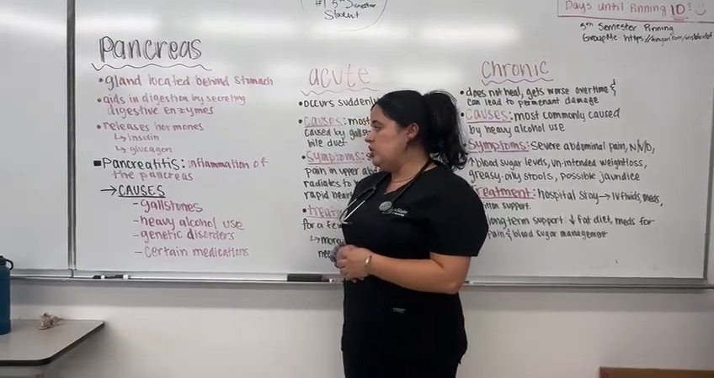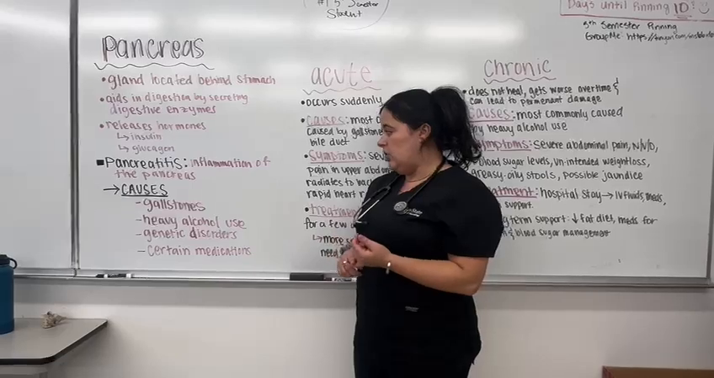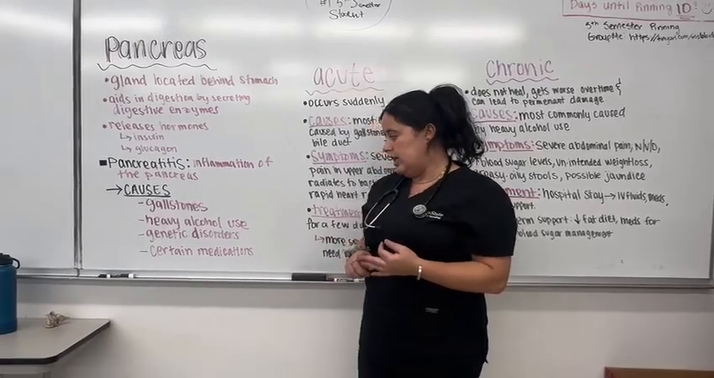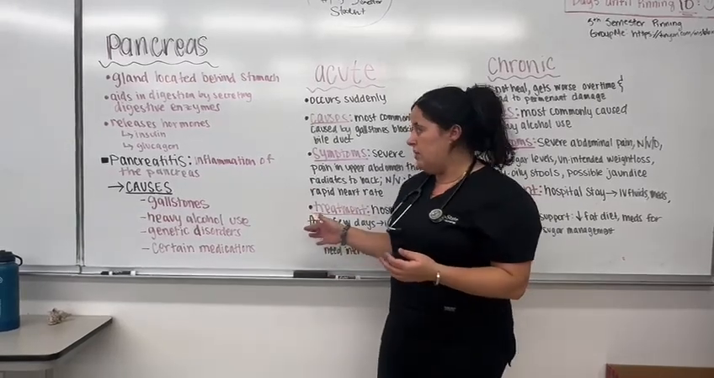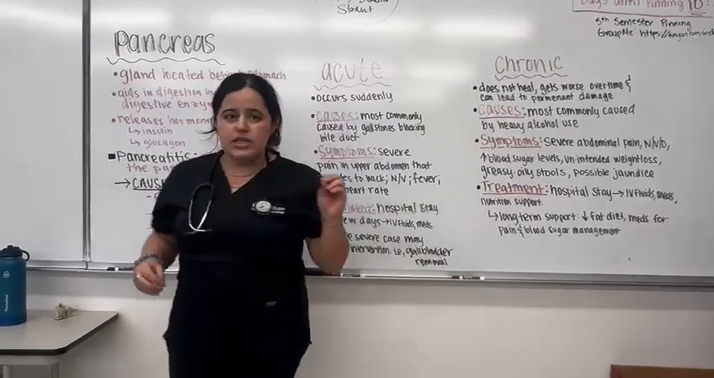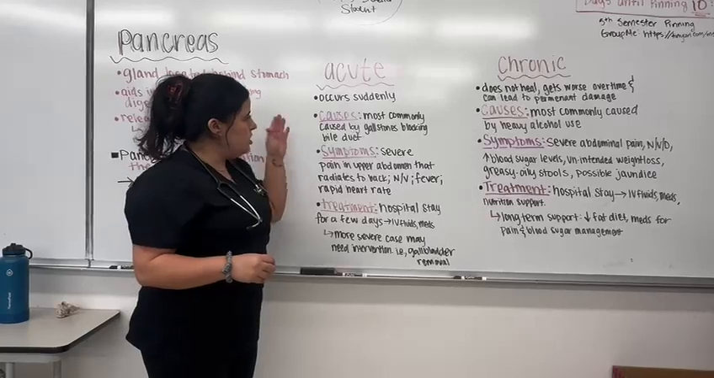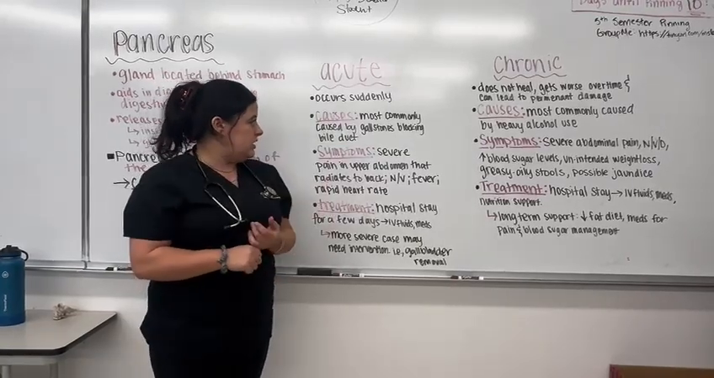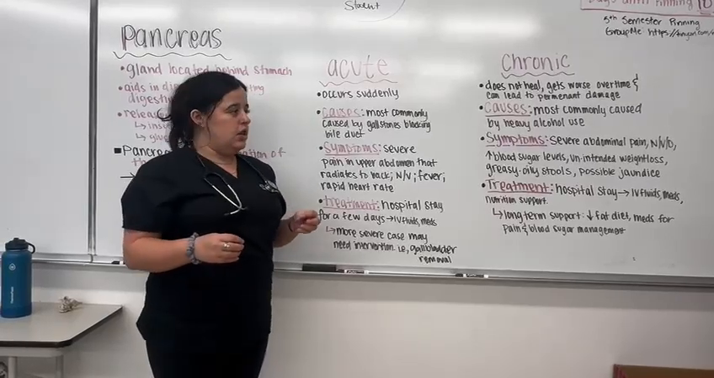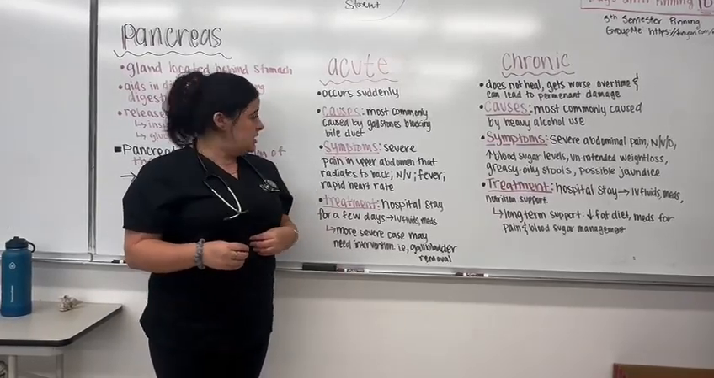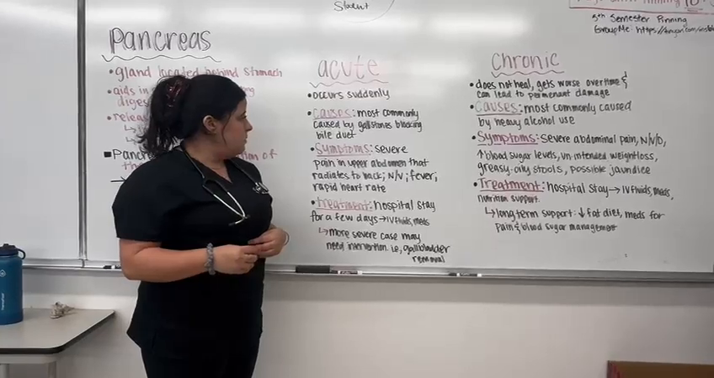And the causes usually are something like gallstones, heavy alcohol use, genetic disorders, and certain medications. There's other causes as well, but these are the most common. There's two types of pancreatitis. There's acute pancreatitis, which usually occurs suddenly. It is most commonly caused by the blocking of the pancreatic duct by gallstones.